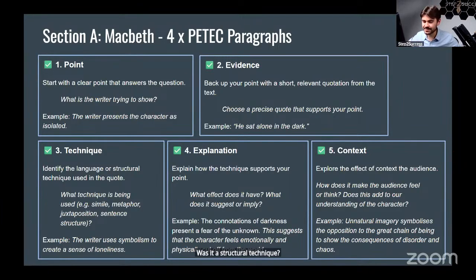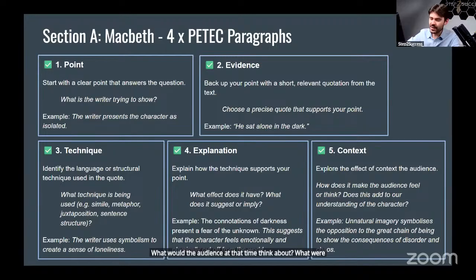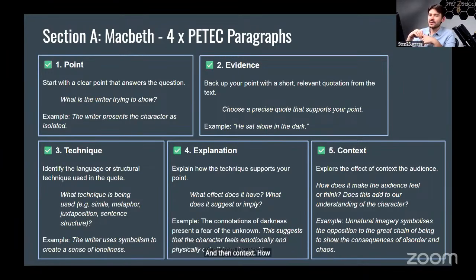Then add an explanation. So talk about the connotations. What did you think about when you thought of that word? What will the audience of that time think about? What were they feeling? What are you feeling when you think of that word? And then context. How would a Jacobean audience have interpreted what's going on in the play from that quote?